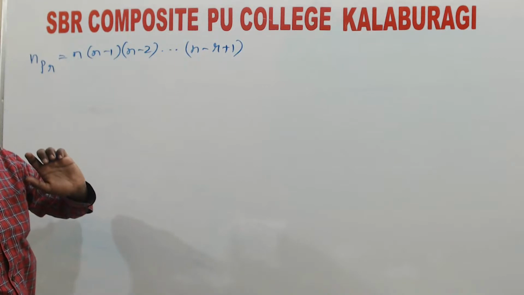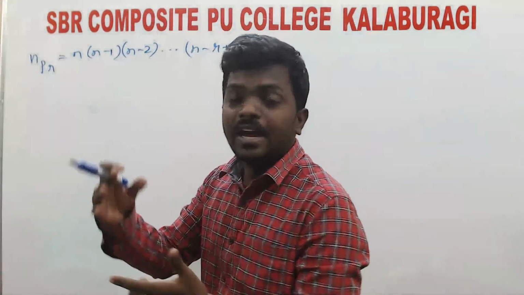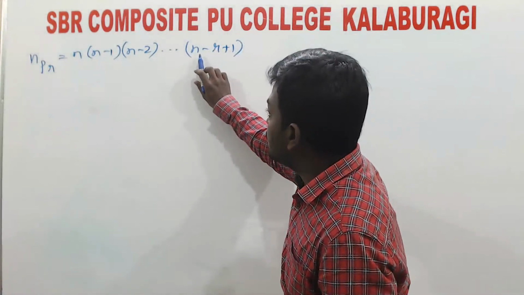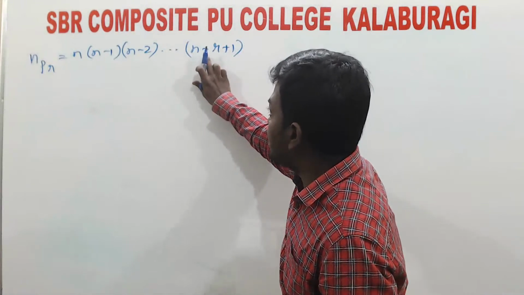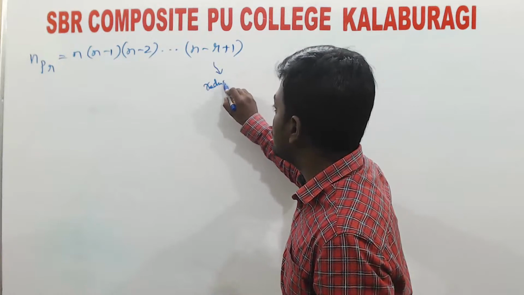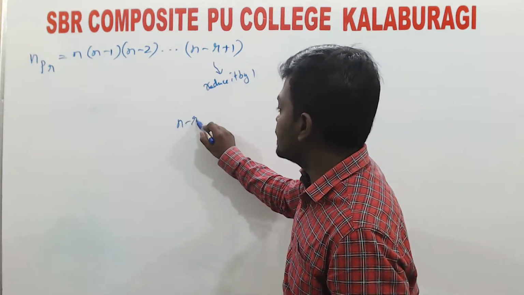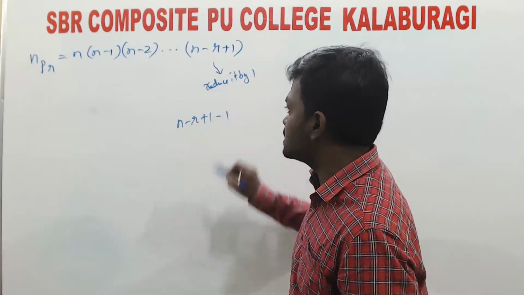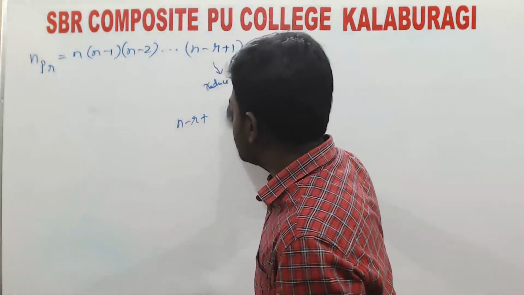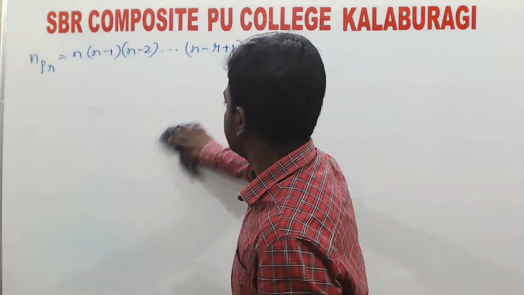This is our nPr. Now I have to use factorial notation, so it has to end at 1. The r-th place is n minus r plus 1. Reduce it by 1, which means subtract 1. The 1 minus 1 gets cancelled, so now we are left with n minus r.